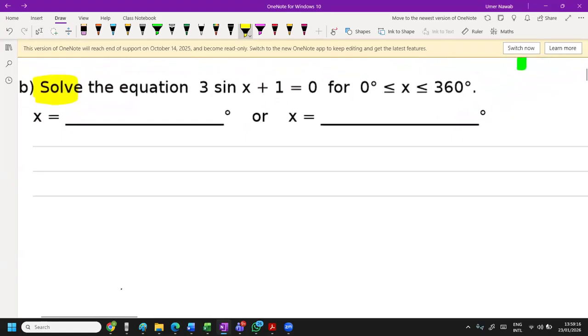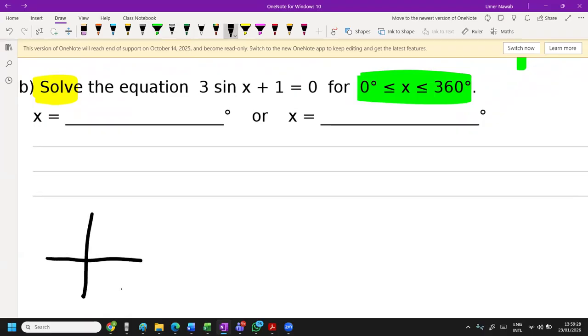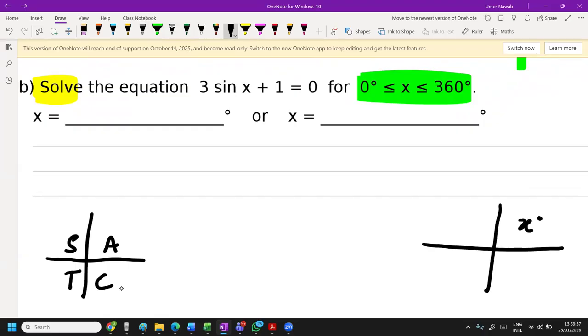Solving an equation is not a big deal. Look at that. The range is given from 0 to 360, and in IGCSE it is always from 0 to 360 degrees. Now keep two diagrams in your mind. The first diagram was the ASTC diagram, and the second diagram was the quadrant diagram: x, 180 minus x. And you have to draw it with every question.